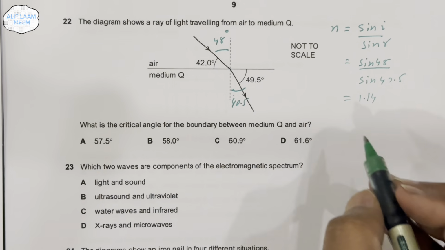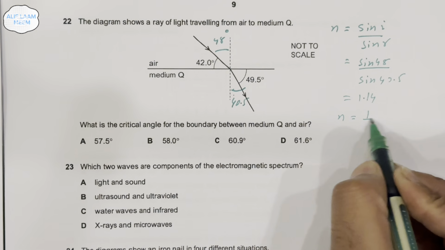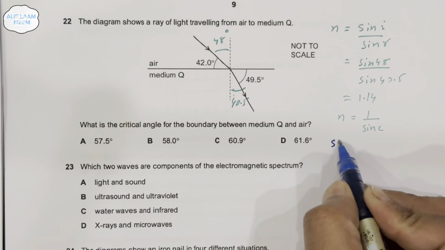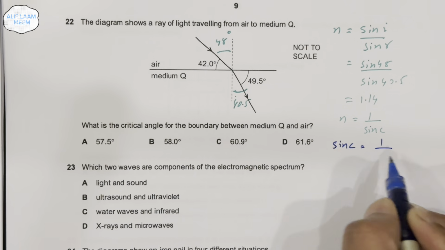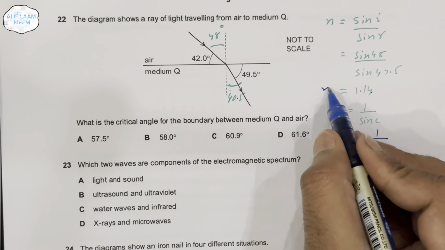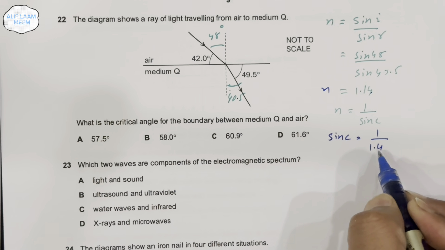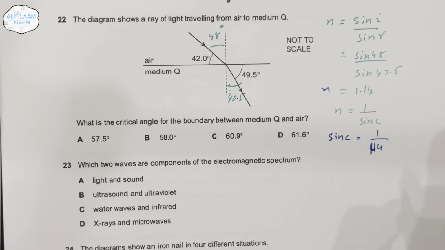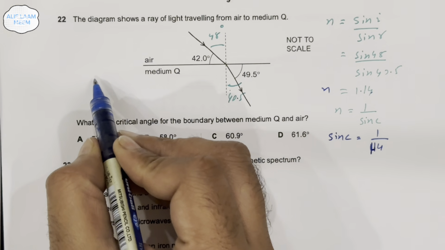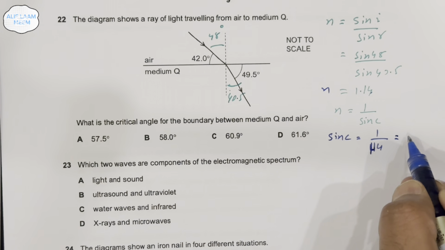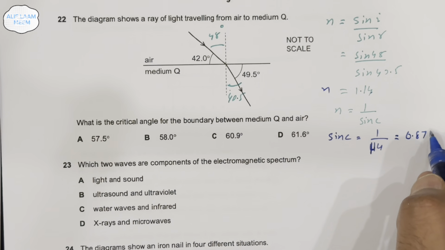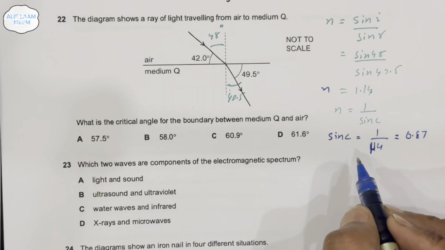Now you need to apply this formula to calculate the critical angle. n is equal to 1 over sine C, or you can write it as sine C is equal to 1 over n, and the value of n you just calculated is 1.14. So you need to substitute this value, 1.14, and 1 over 1.14 would be equal to 0.87, and take the inverse of this.